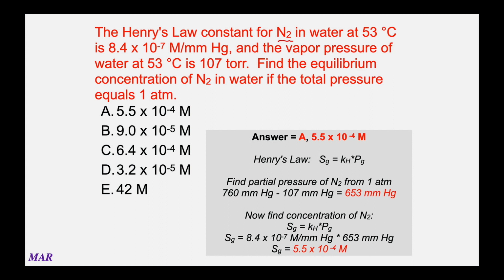So most of the time, Henry's law is pretty chill. You've got to know atmospheres, millimeters of mercury, torr, stuff like that, but that's not too bad. Make sure that you do have just the pressure of the gas you're looking for when using the solubility Henry's constant. You wouldn't want to use a whole atmosphere here. You want to subtract out the water, but pretty chill.